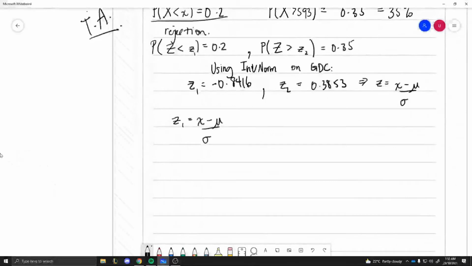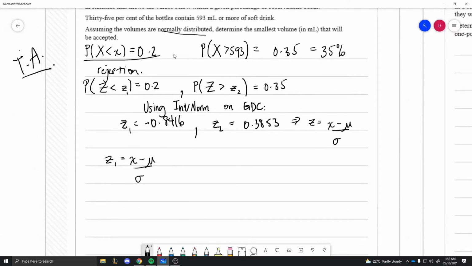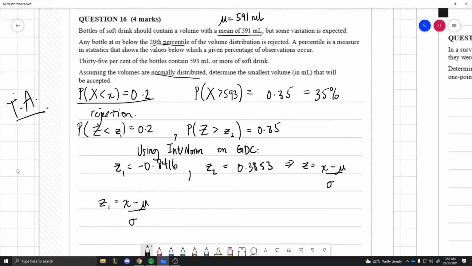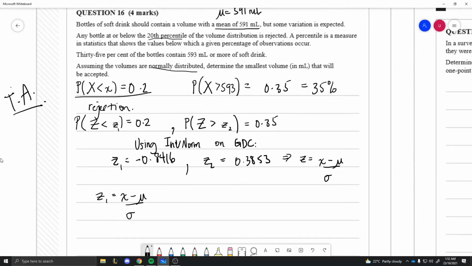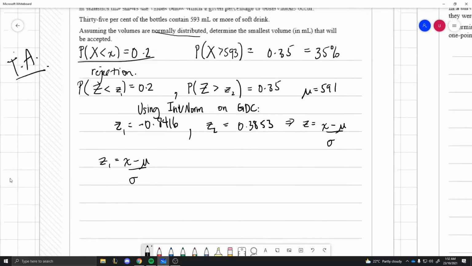So using z1, we'll go negative 0. Actually, first let's use this side here to try and determine what sigma is, because we already know mu from the question, but we don't know sigma, and we're going to need sigma to figure out the rest of the values. So let's just find all of our unknowns. So we have our x value, we have our sigma. Remember, our mean, which is 591.